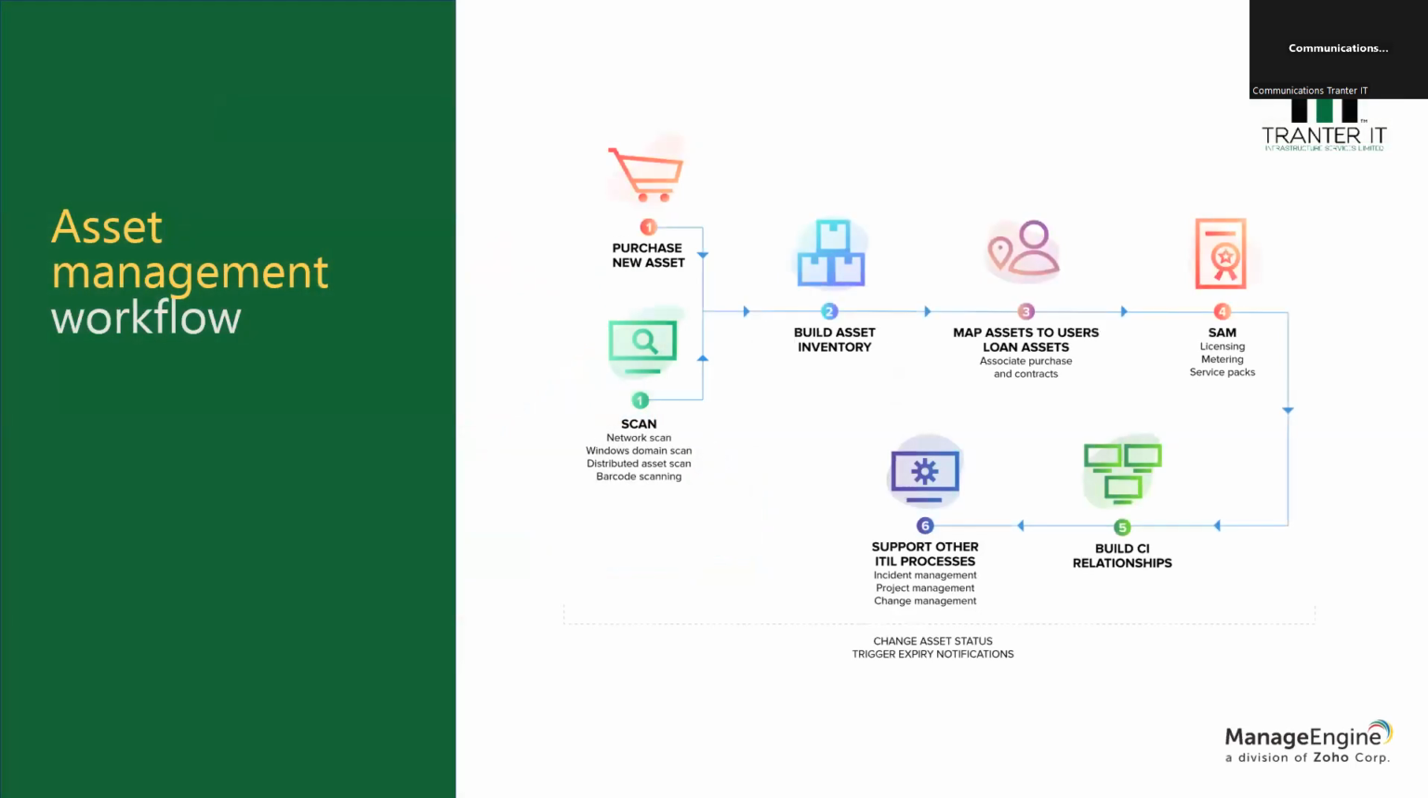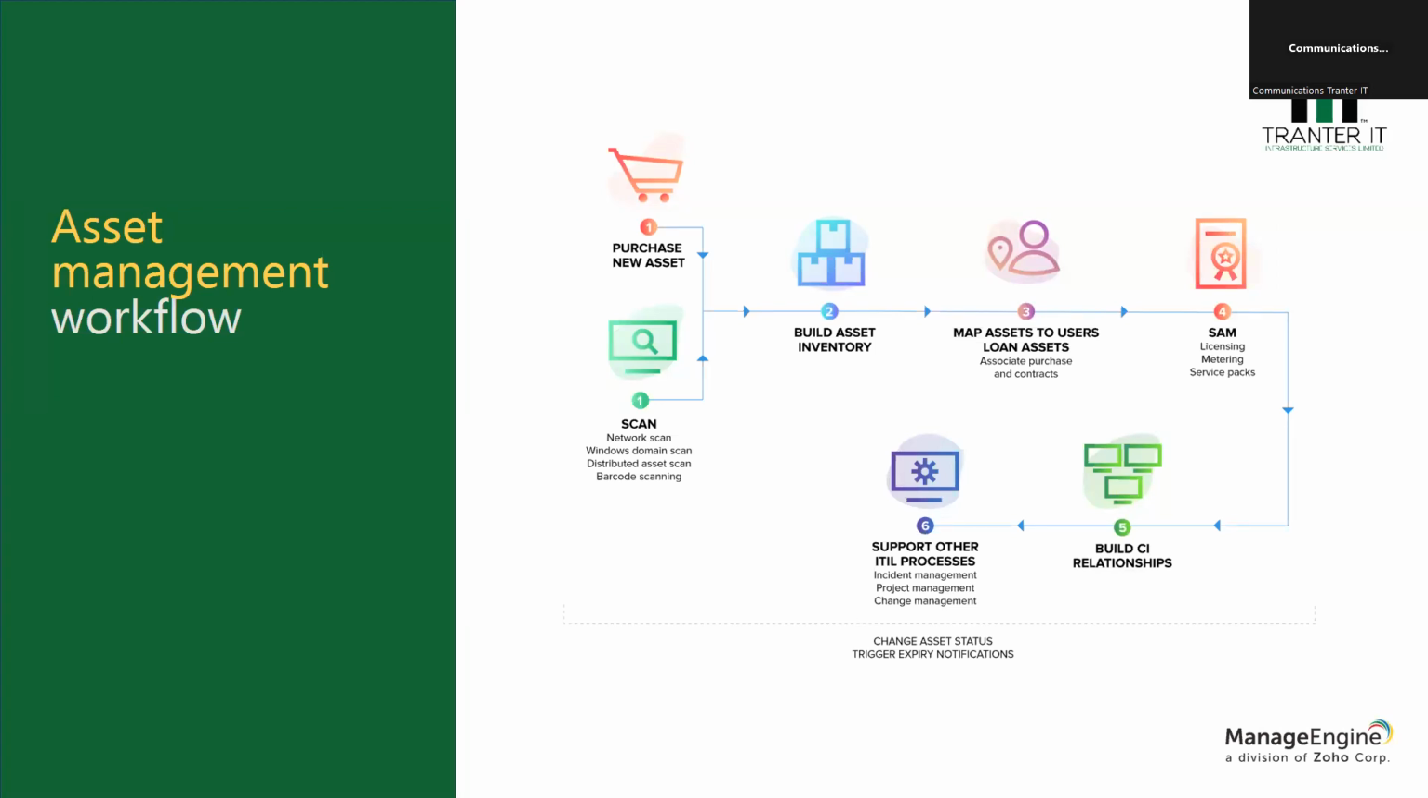So in keeping track of your assets using the asset management tool, when the asset is purchased, you build an asset inventory where you map your assets to users. So when an asset is assigned to a user, it automatically picks that user's information because the user has signed on, since both the asset and that user are on the same domain controller and they can synchronize. So it also helps you in keeping track of licensing, metering, and service packs that can be scanned.